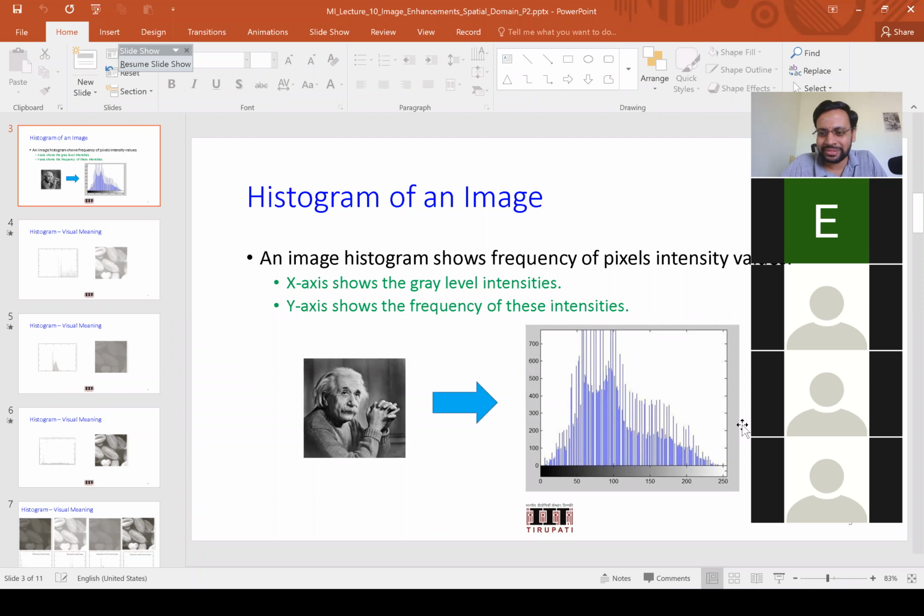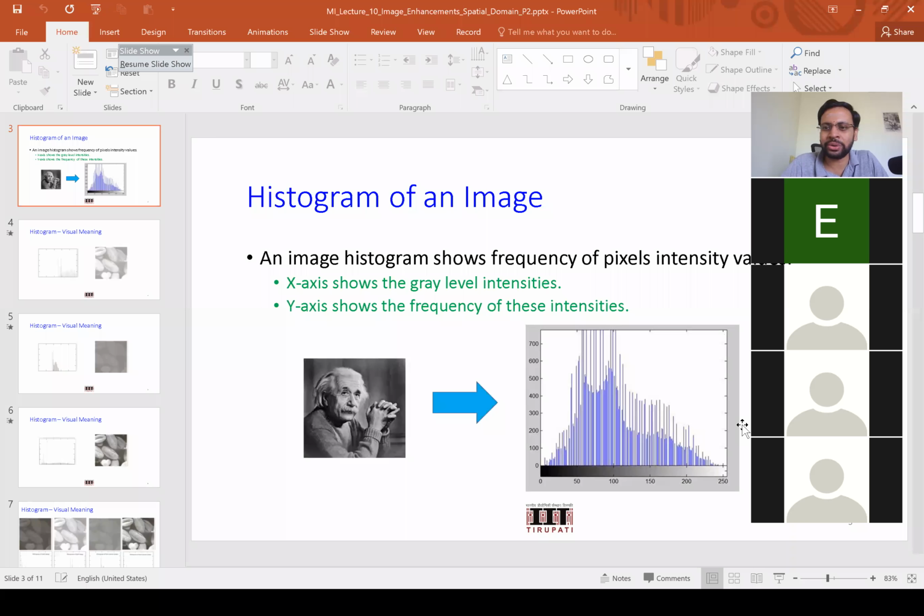Number of pixels in the image. That's it, right? If I have an image of size m by n, m rows and n columns, the sum would be equal to m multiplied by n, which would give me the total number of pixels.